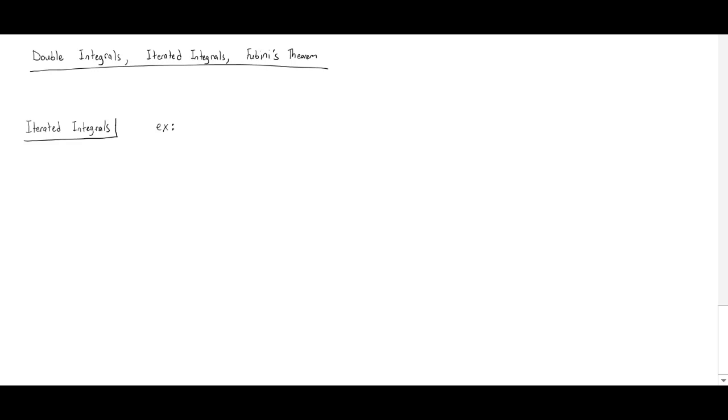Okay, so let's say I have something like this. Let's do integral maybe 0, 1, and I'll do maybe 2, 3. And then let's say I have some function that we're integrating. I'll do maybe like xy minus 2x plus y, dx and then dy. Okay.